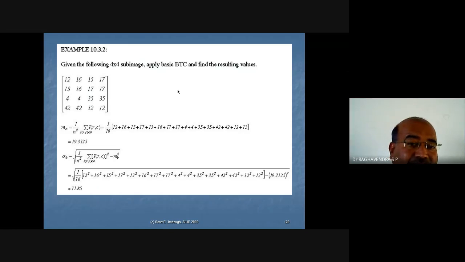Now this is the problem. All of you consider this problem. Given the following 4x4 sub-image, apply BTC, that is block truncation coding, and find the resulting values.